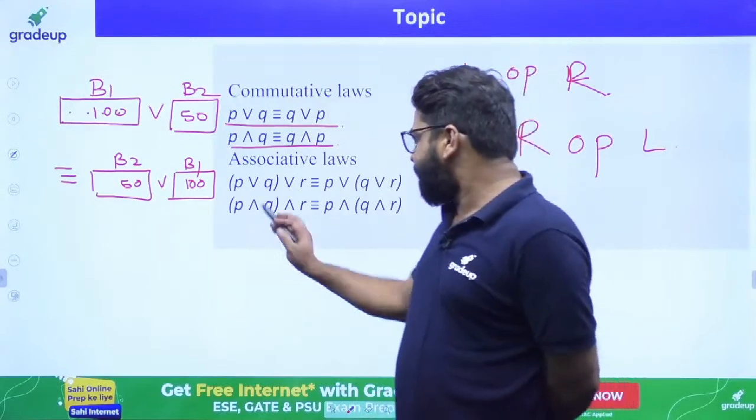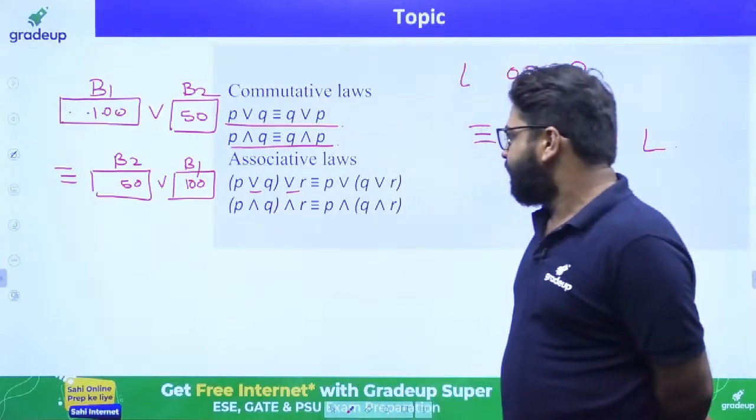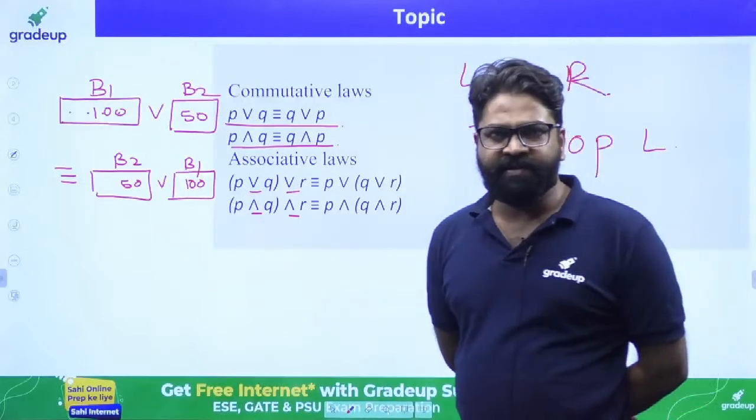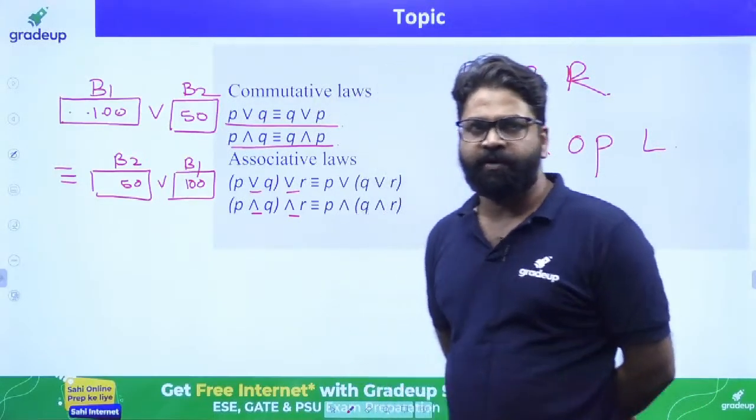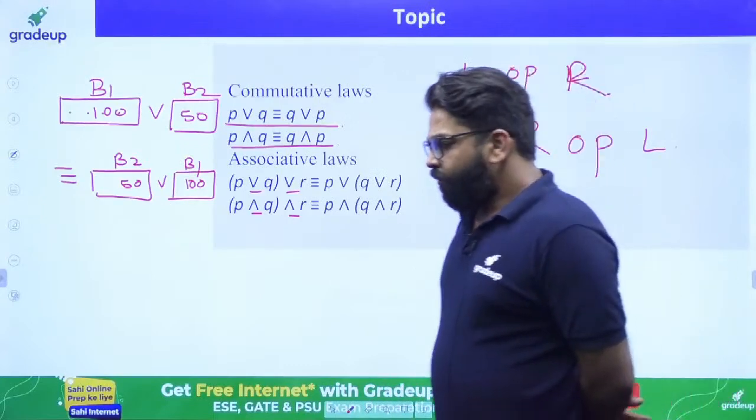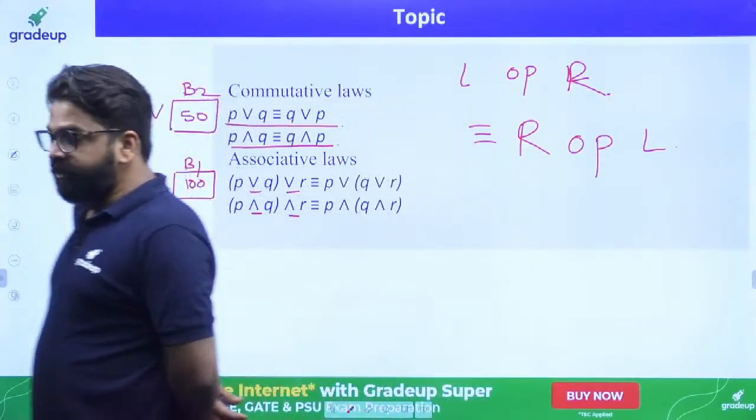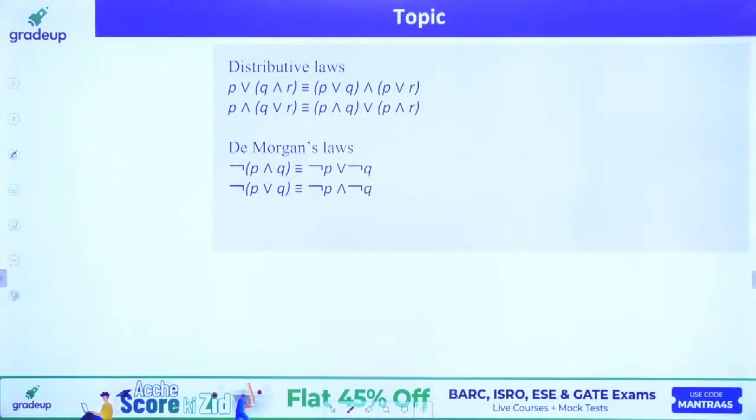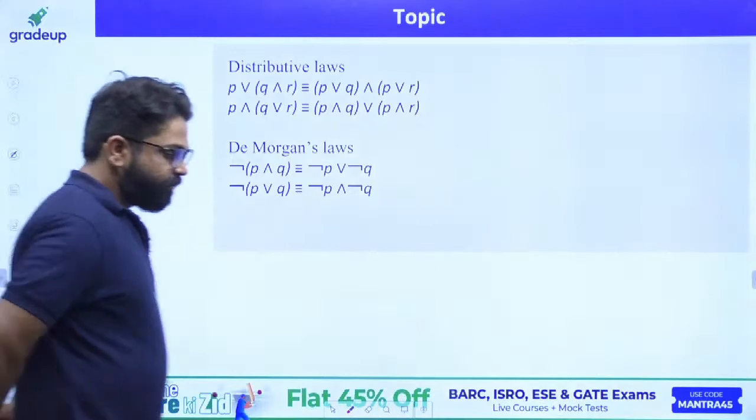As you can see, your operator is the same, OR and OR here, and AND and AND here. So when your operators are the same, then we have to use the associative laws. When your operators are different and you have 3 variables, then that is nothing but the distributive law, and here you will have a distributive law.